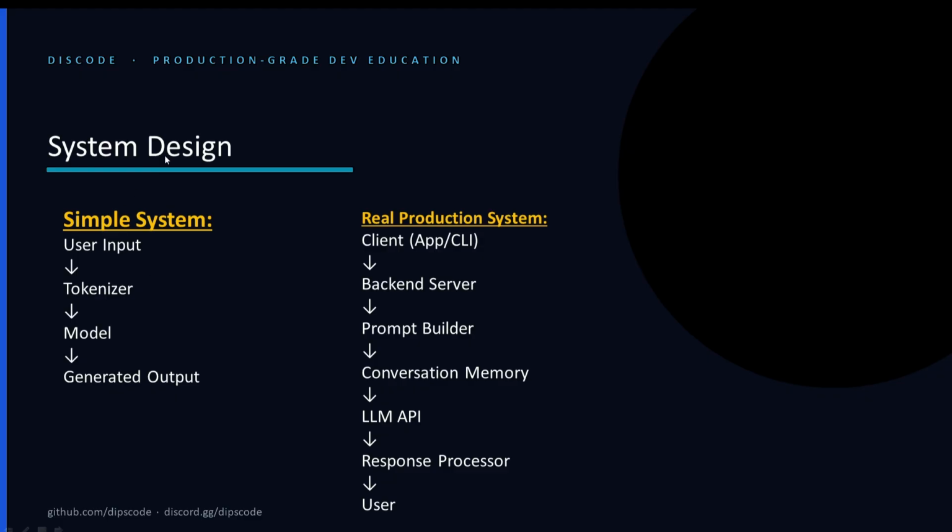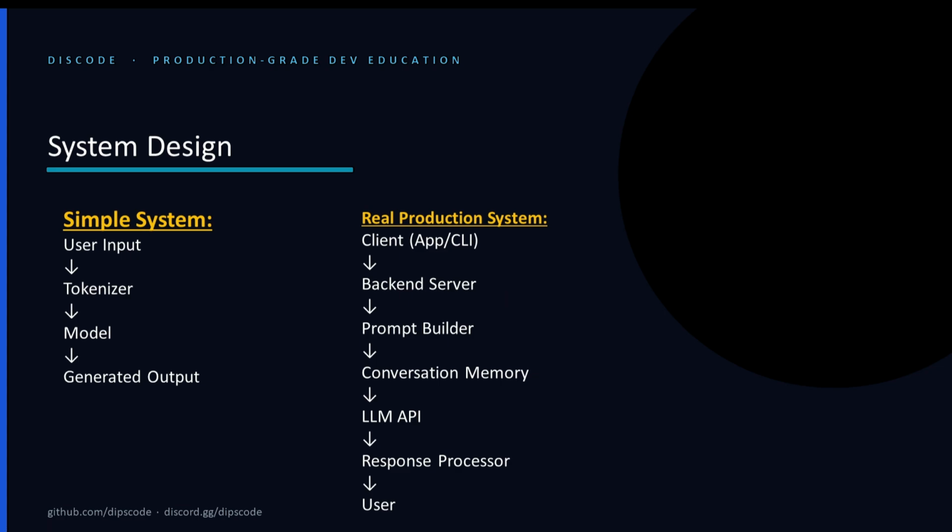The system design I will also discuss in our series, but as a whole, let me give you a simple system design. At first, the user will give the input, it will be tokenized with the help of a tokenizer, then it will go to the model, and then it will generate an output. But in a real production system, we have a client, which can be any application or CLI, going to our backend server. In our final capstone project, we will use FastAPI as our backend server.